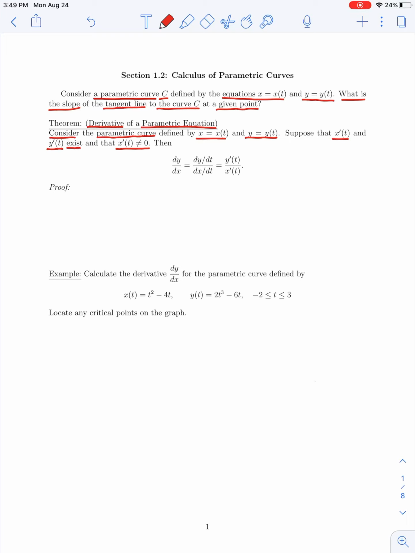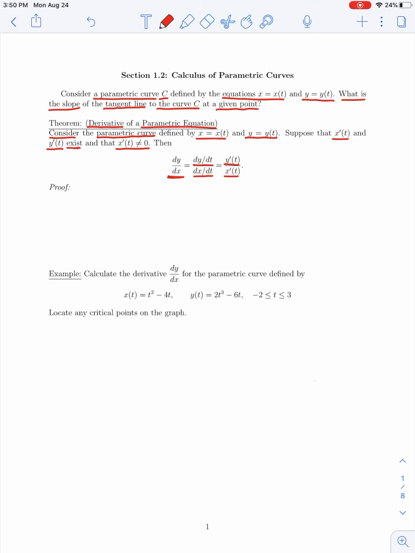I claim that the slope of the tangent line to this curve at a given point, which we know is given by the derivative dy dx, or the rate of change of y with respect to x, is given by a ratio, where our numerator is the derivative of y with respect to t, or if you prefer, simply y prime of t, divided by the derivative of x with respect to t, or if you prefer, simply x prime of t. So let's take a look at a quick proof of this theorem.